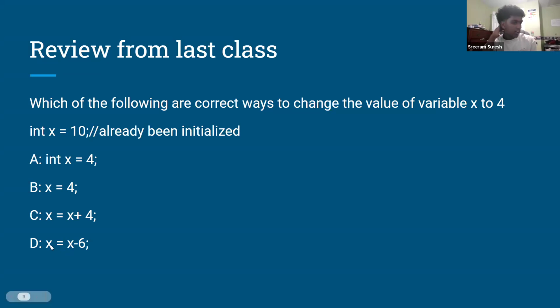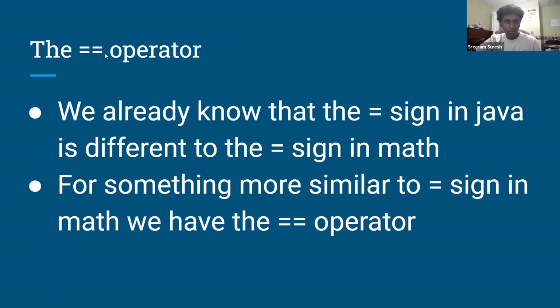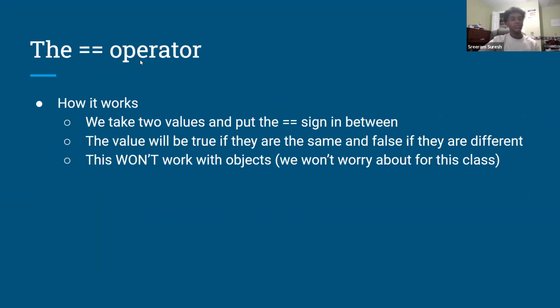That's because, let's just say, assume we have x equals x minus 6. If this was math, this would make no sense. How can a number be equal to itself minus 6, right? That obviously doesn't make sense, which is why the equal sign in Java isn't the same as what's in math. But this equal to sign is more similar to the equal sign in math. So let's see an example of how this equal to operator works.